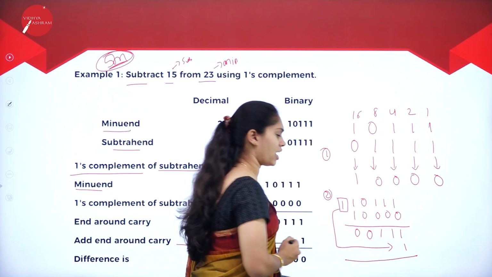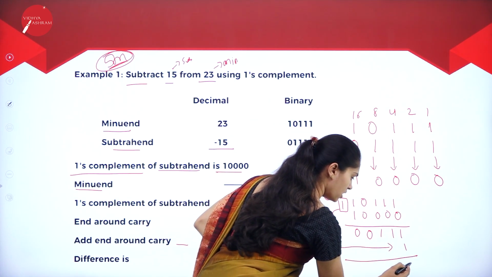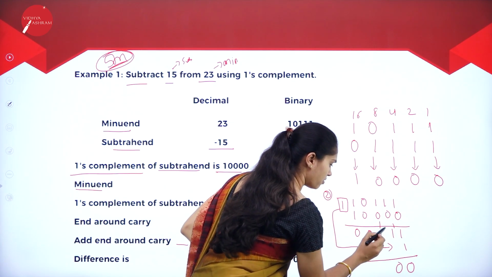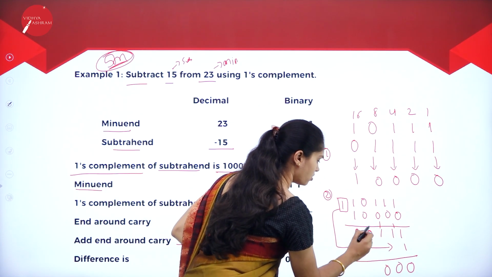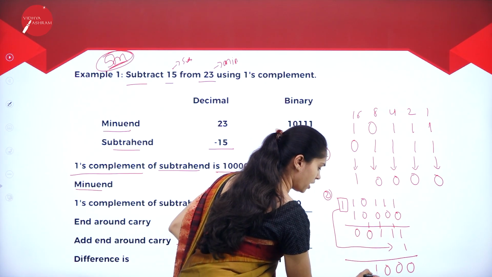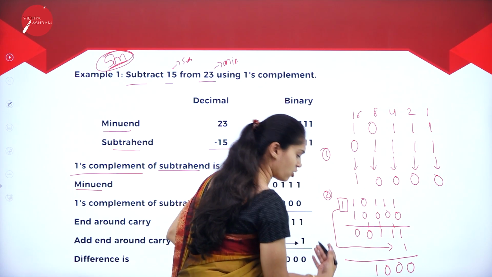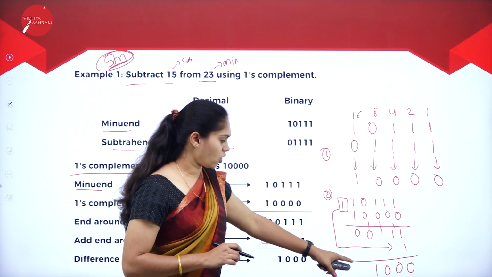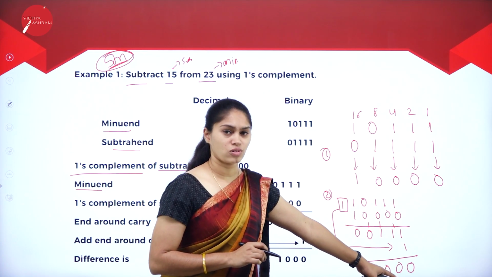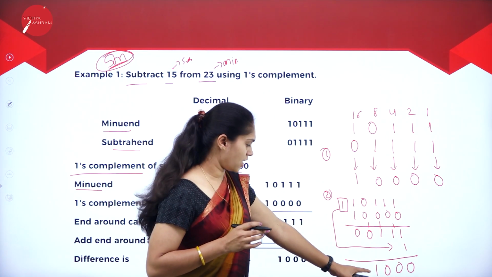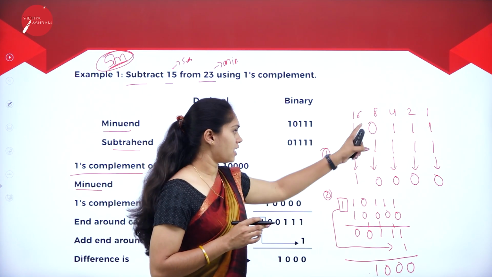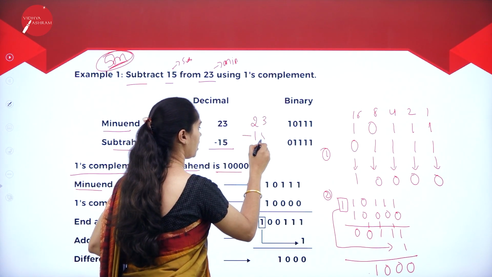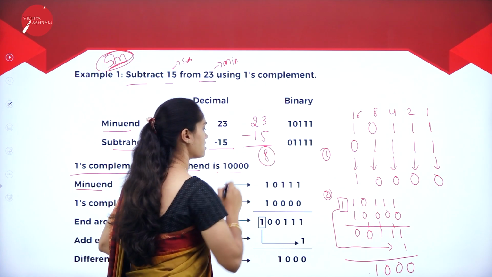So I have to do the addition again. 1 plus 1 is 0, carry 1, and so on through each bit, and 1 plus 0 is 1. If there is a 0 at the leftmost digit, then we can ignore it. So now what did I get? 1, 0, 0, 0. What does it mean? Which number is equivalent to this? That is 8. So from 23 minus 15, we get 8 as the result.